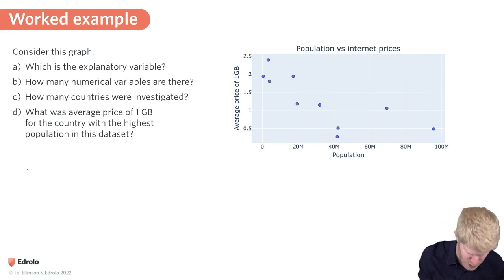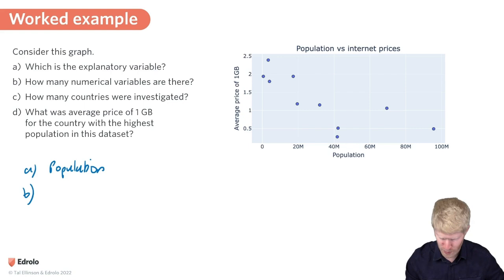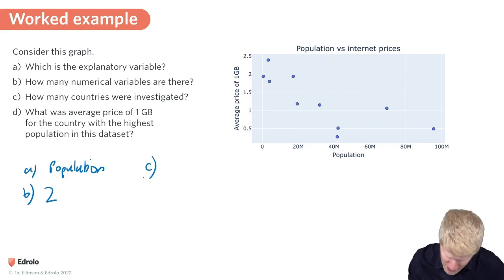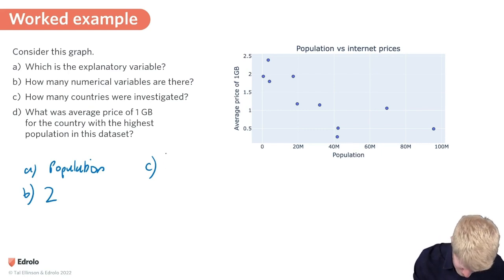Which of these is the explanatory variable? It's on the x-axis. It's population. How many numerical variables are there? It's not how many data points. It's the variables, population, and the average price of 1 gigabyte. 2. How many countries were investigated? Remember, each of these is a country. 1, 2, 3, 4, 5, 6, 7, 8, 9, 10.